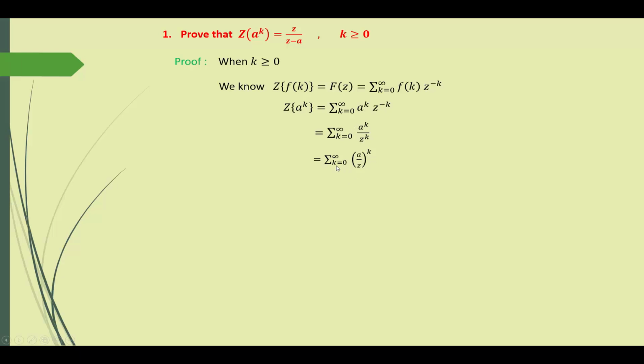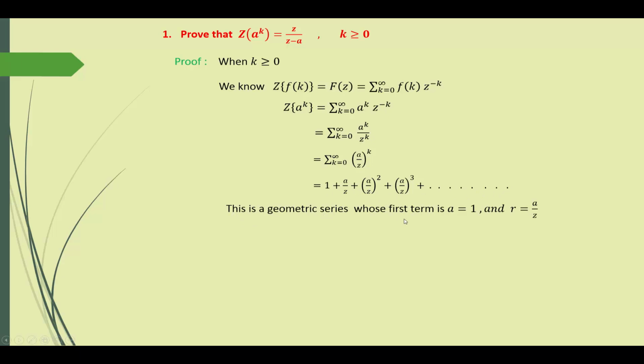Now first put the value of k as 0, then k is 1, k is 2, in this way. First put k is 0, so a upon z raised to 0 is 1. k is 1, so a upon z raised to 1 is a upon z. Plus k is 2, so a upon z bracket square. k is 3, so plus a upon z bracket cube, plus dot dot dot. Now this series is a geometric series.